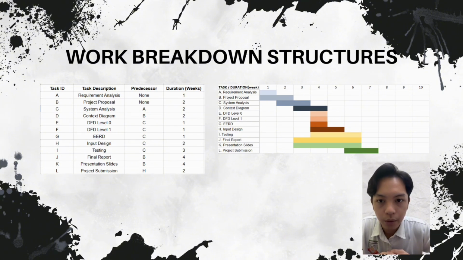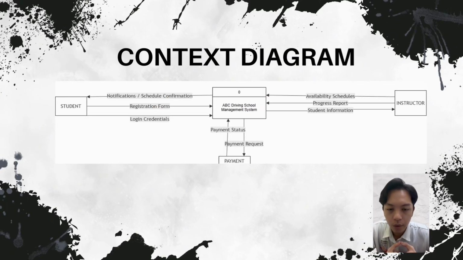We started with our requirements and system analysis in the first few weeks. And once our analysis was done, we were able to work on our system diagrams and interface design at the same time. Throughout the last 4 weeks, we focused on finalizing our report and the presentation slides leading up to the submission. So next is our context diagram, which shows how the system connects with 3 main external entities.